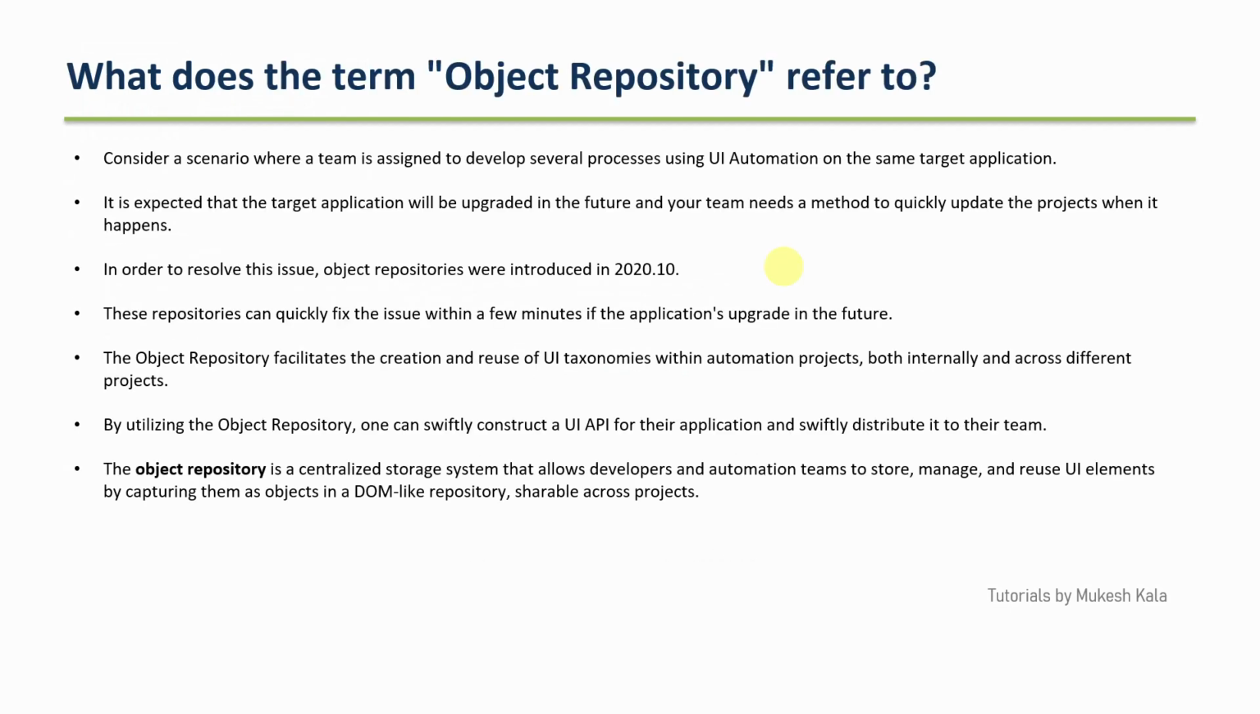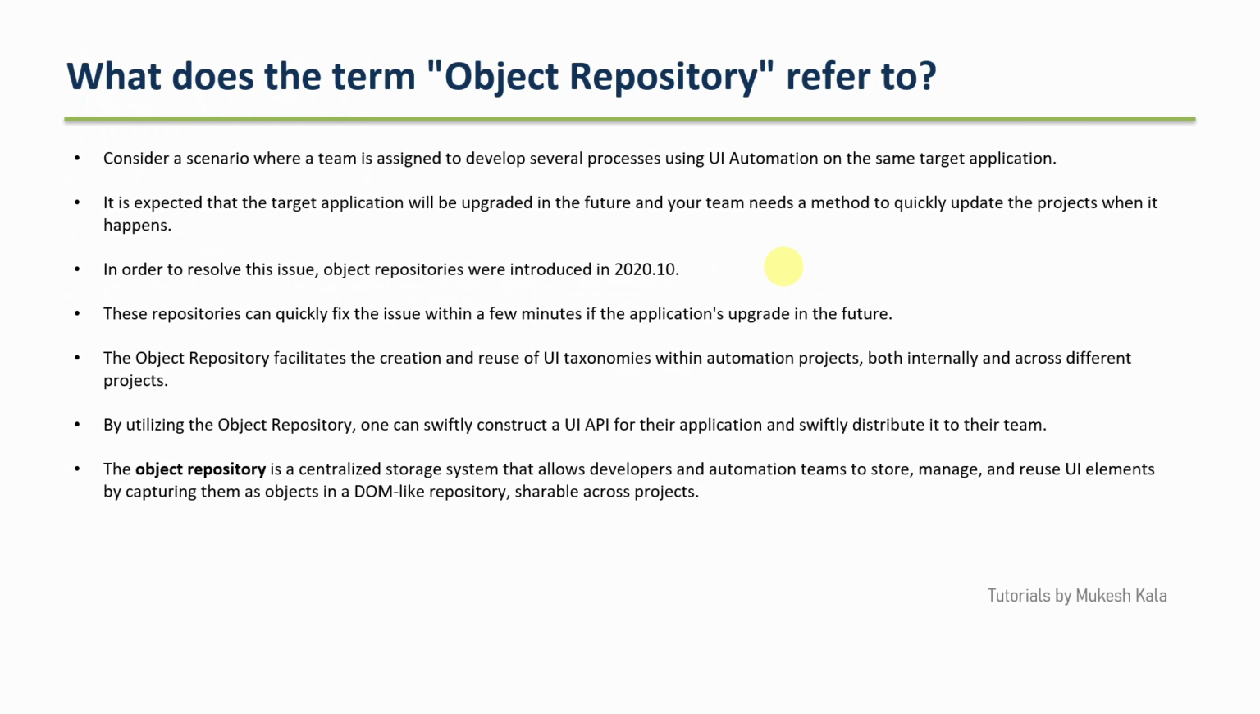So first thing first, just a quick recap. What exactly is an object repository? So consider a scenario where 5 developers have to work on the same thing. Instead of creating the code 5 times, what would happen? Developer 1 would create the code, and developer 1 will export the code as an object repository, and the other 4 developers can reuse all the automation things as UI taxonomies within their automation project.